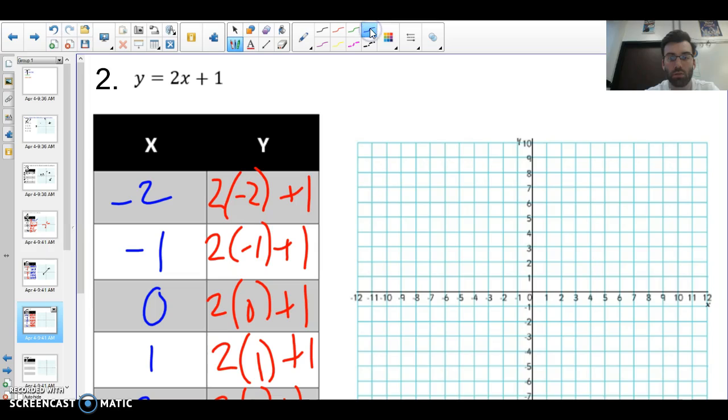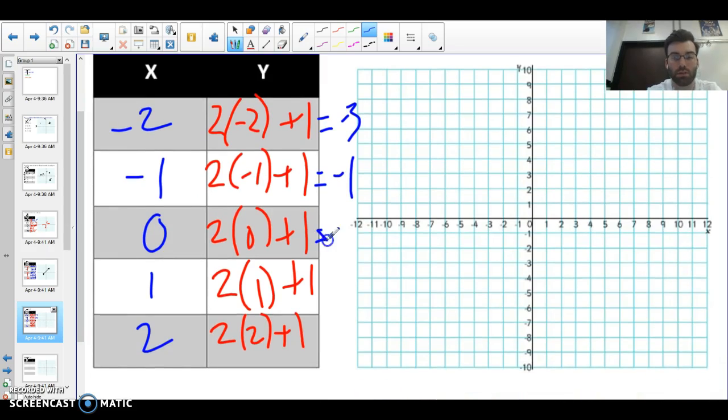Negative 4 plus 1 is negative 3. Negative 2 times negative 1 is negative 2. Negative 2 plus 1 is negative 1. Anything times 0 is just 0, plus 1 is 1. 2 times 1 plus 1 is 3. And then 2 times 2 is 4, plus 1 is 5.